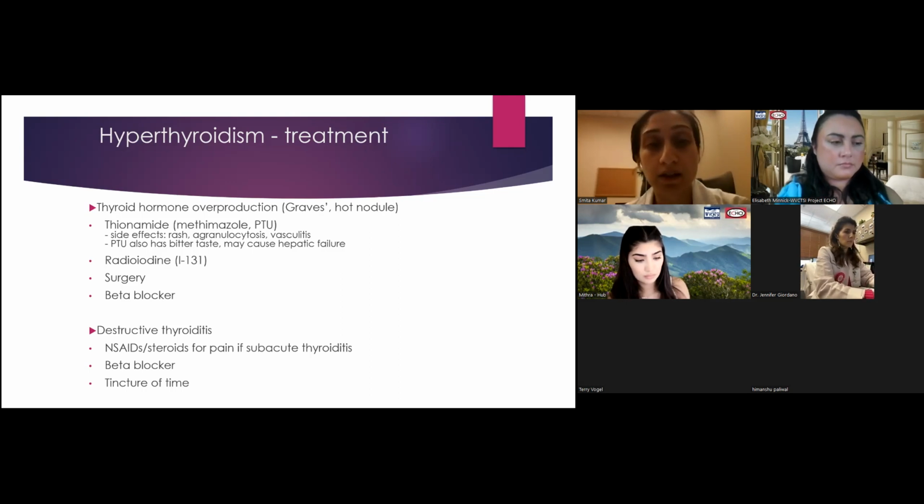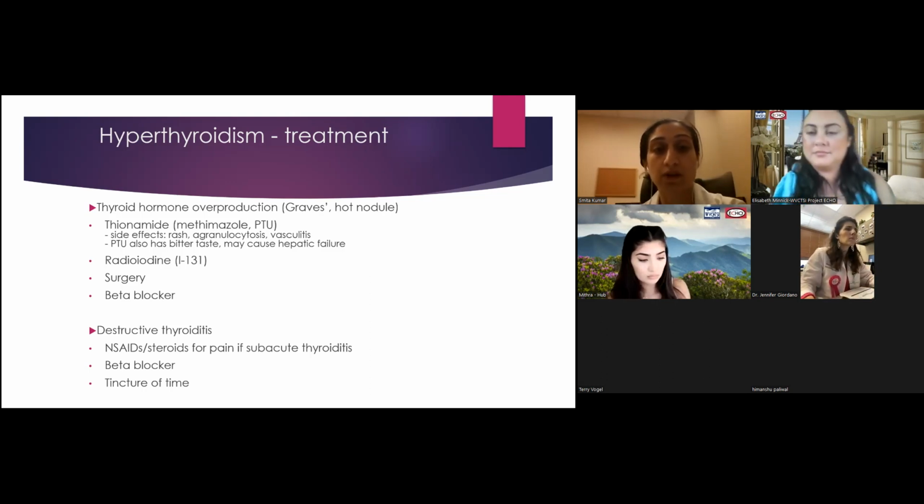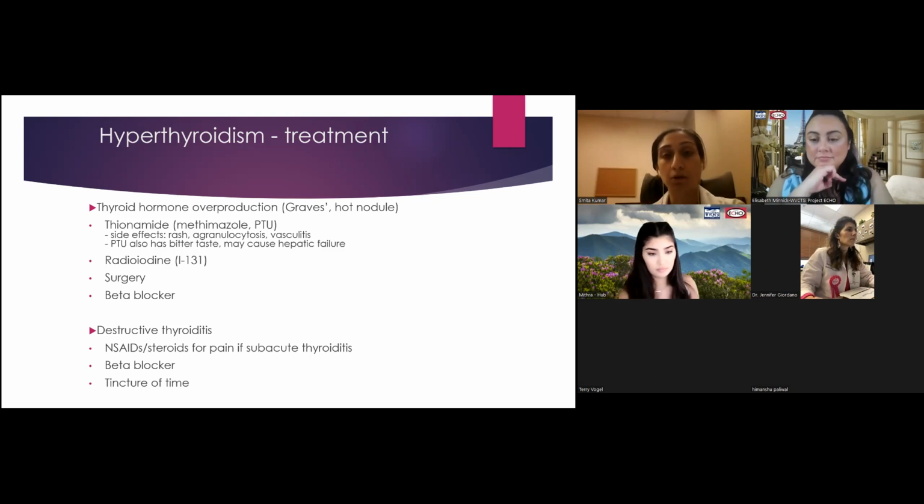Radioactive iodine is another treatment option for both Graves and hot nodules, as are surgery, or beta blockers for symptomatic control. So in both Graves and hot nodules, you can really think about medications or radioactive iodine for both of those. If you do give radioactive iodine in Graves' disease, it will kill off the entire thyroid. The radioactive iodine will be taken up by the entire thyroid, and they will become hypothyroid. So you will have to replace their thyroid hormone.